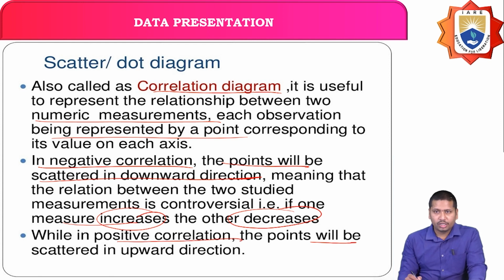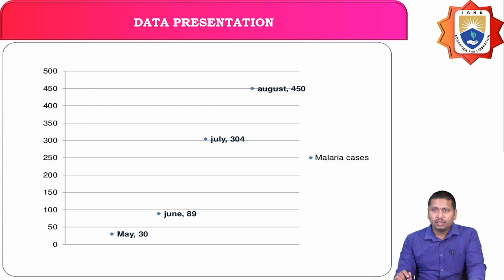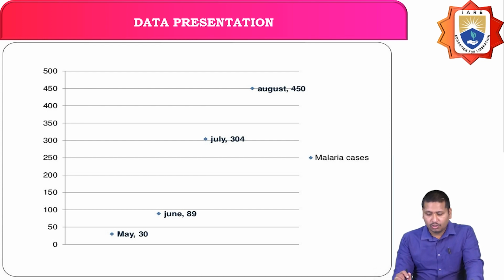In positive correlation, what will happen? All the points should be scattered in an upward direction. That means when one increases, the other automatically increases. So this is the representation of the scatter or dot diagram.